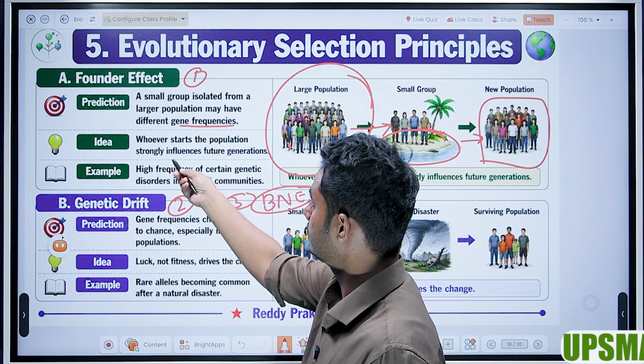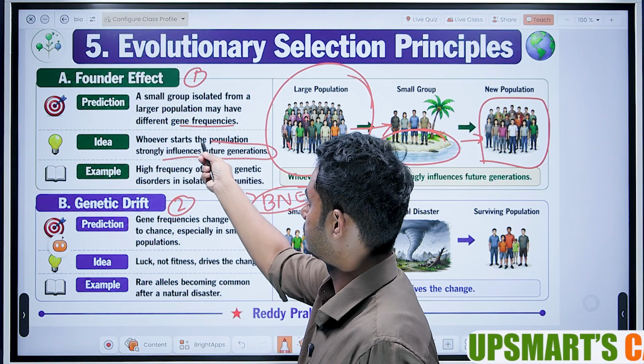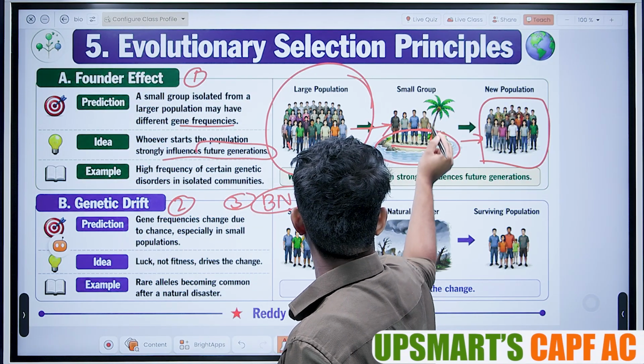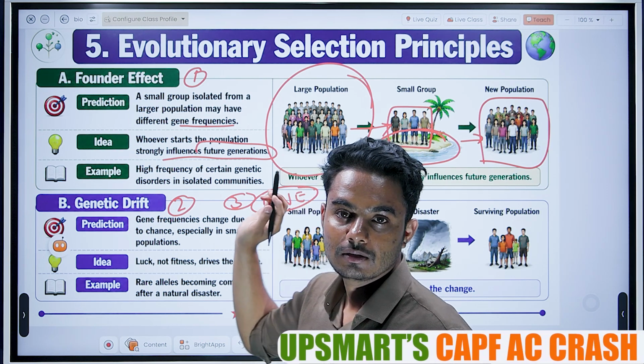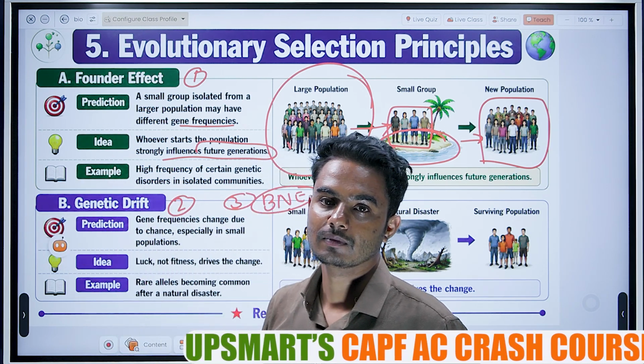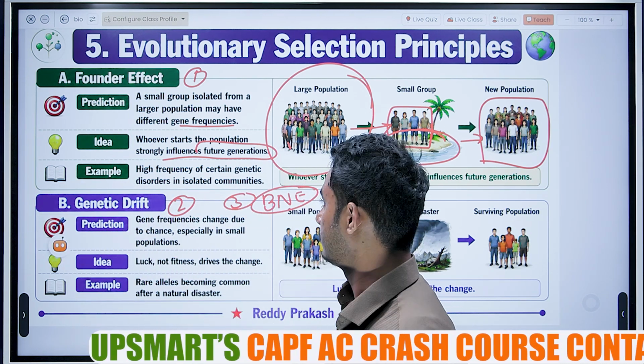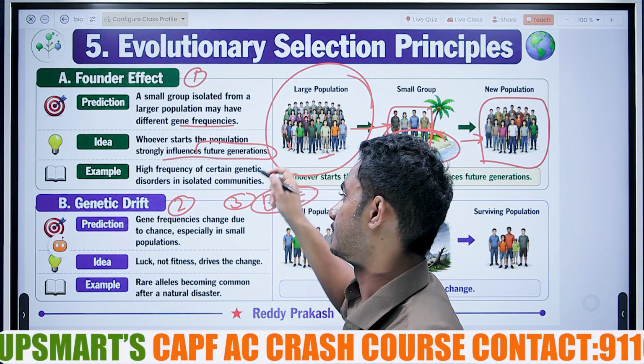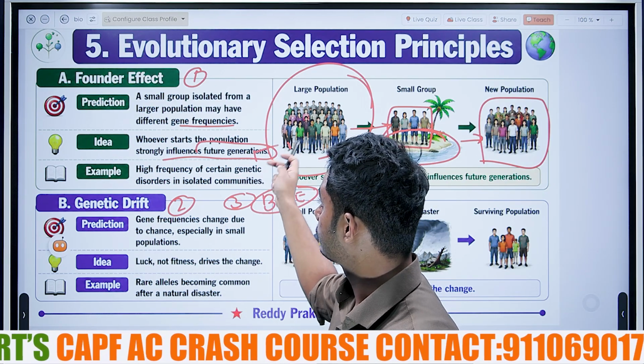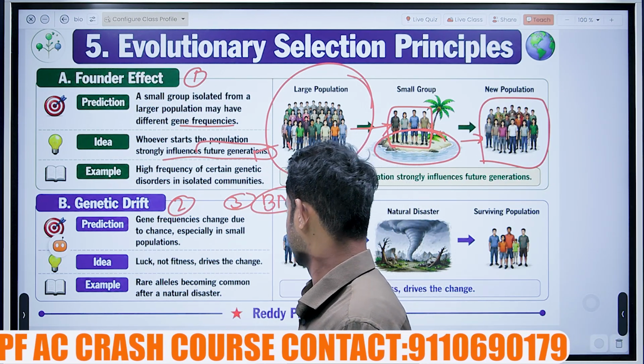Whoever starts the population strongly influences the future generation. Only 4 people are there. These 4 people will mate and they will influence the future generation. Very similar future generations. Then they will become different from the larger population. This is founder's effect. Next is genetic drift.